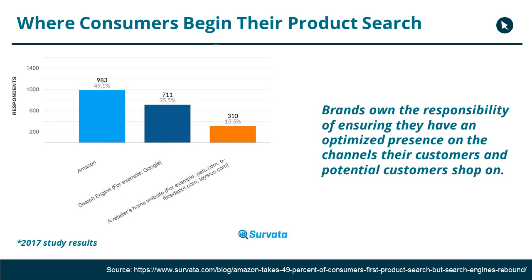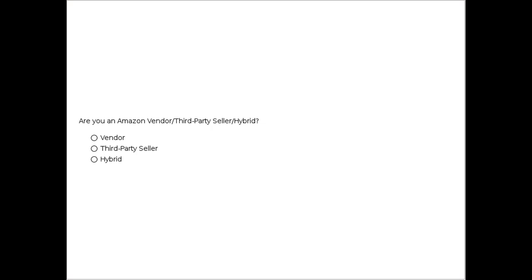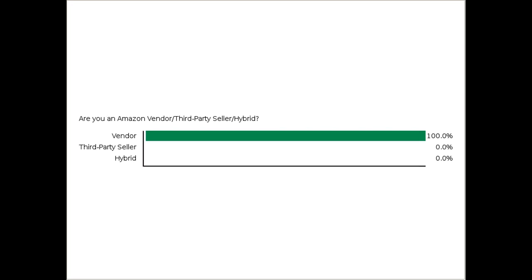And I believe actually we now have a poll question, John, that I don't know if you can fire up or if this goes automatically. Yep. Are you an Amazon vendor, third-party seller, or hybrid? Choose a vendor, third-party seller, or hybrid. Click on one of them, and then hit submit.